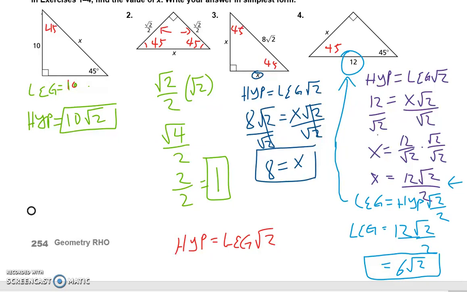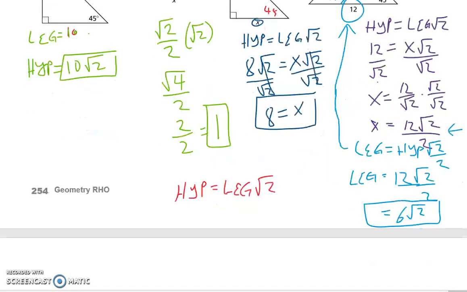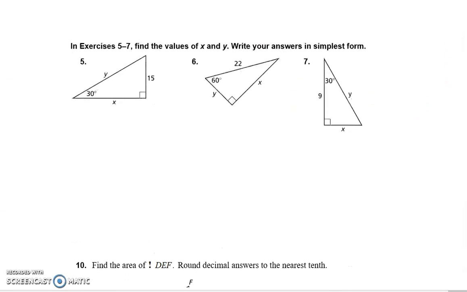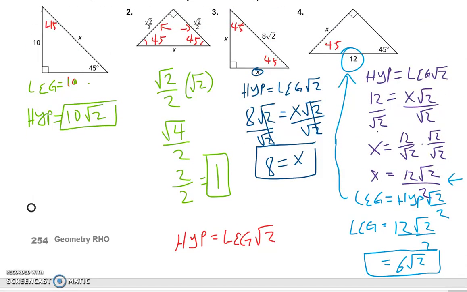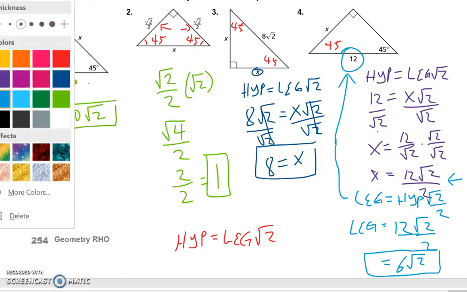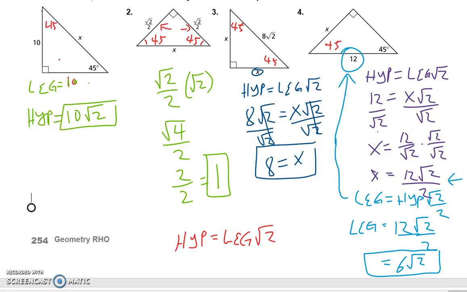Okay, that's all for this one. No, it's not. Just kidding. We still got to do the 30, 60, 90s. That's all for the 45, 45, 90s. So that's the first section of what you're doing. If you need to replay, go back. These are the two basic types of things you have. If you must, you can just approximate these to decimals.